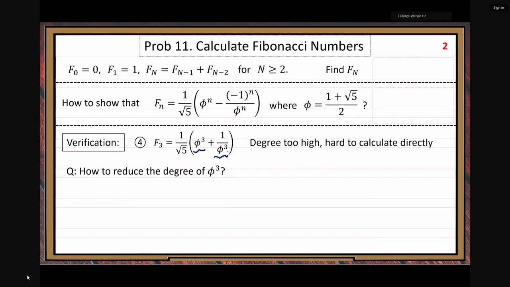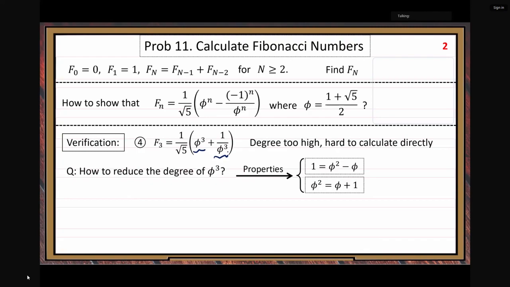How to reduce the degree of phi cube? We need to recall the equality for the golden ratio. What's the equality? There is a quadratic equation. We use that quadratic equation to calculate the golden ratio. So let's get to that place. These are the two properties of the golden ratio.